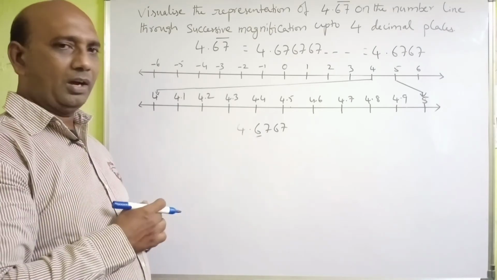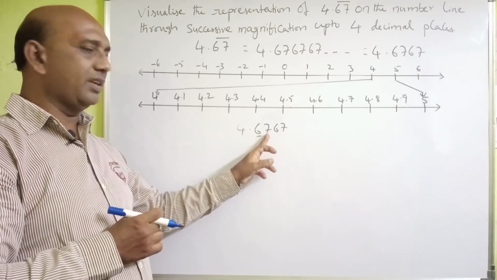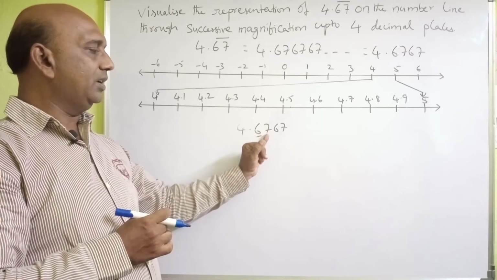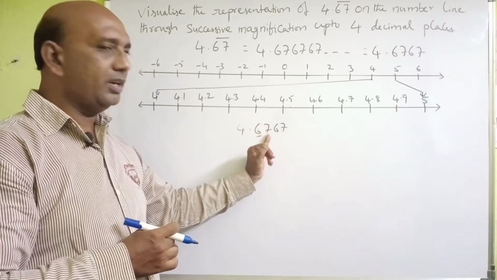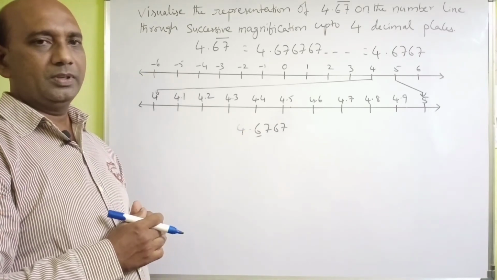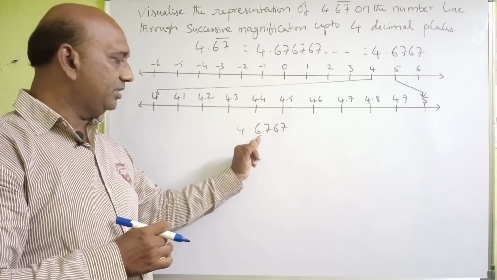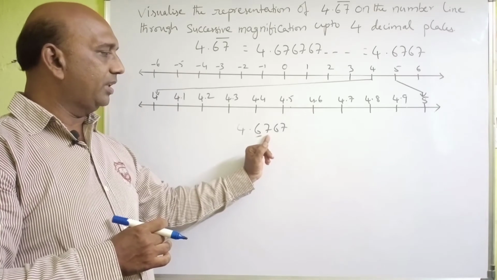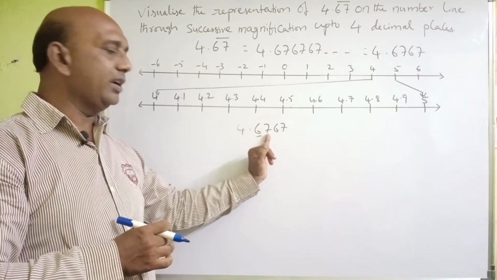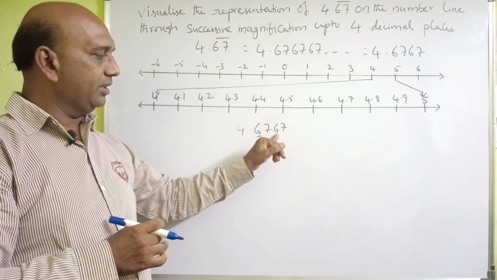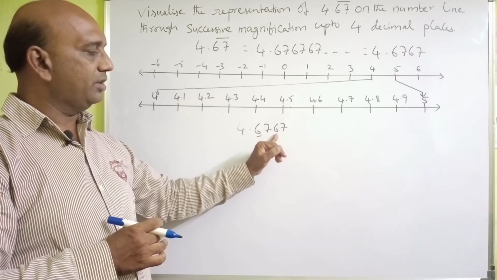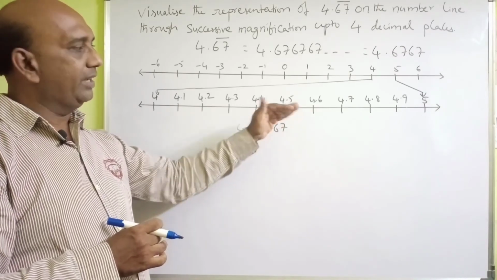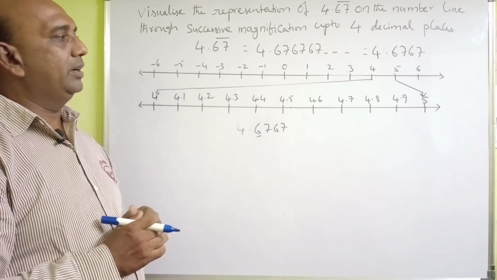After that, on another number line, the second digit is 7. That's why we have to take 4.67, the rational numbers between 4.67 and 4.68. So, looking at this digit, this is 6, we have to take rational numbers between 6 and 7. This is 7, then we have to take rational numbers between 7 and 8. Next, again, here 6 is there. So, we have to take rational numbers between 6 and 7. Again 7 is there, between 7 and 8. Like that, we have to choose the number line.